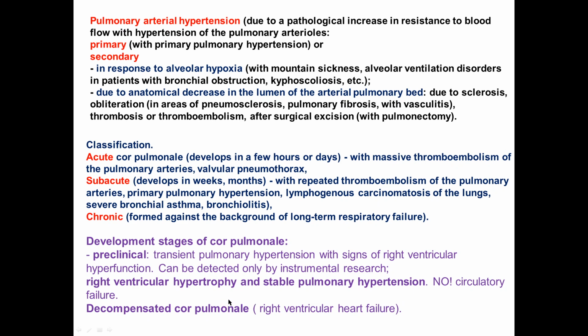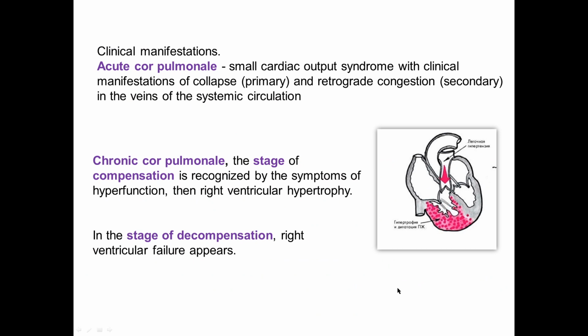According to the development stages of cor pulmonale, we have the preclinical stage, before the clinical. Here there is transient pulmonary hypertension, a sign of right ventricular hyperfunction that can be detected only by instrumental research. Then comes the right ventricular hypertrophy stage with stable pulmonary hypertension. This stage, also called the compensatory phase, has no circulatory failure and no right ventricular failure. Then there is decompensated cor pulmonale, when right ventricular heart failure develops.